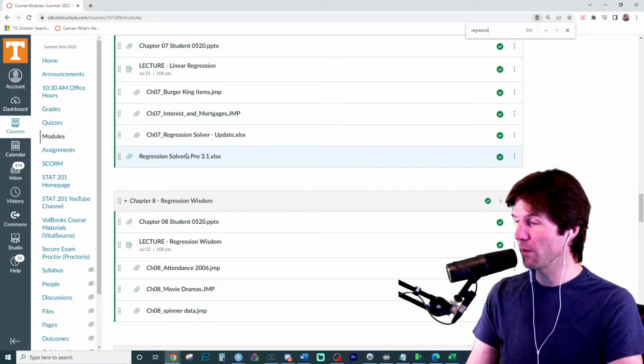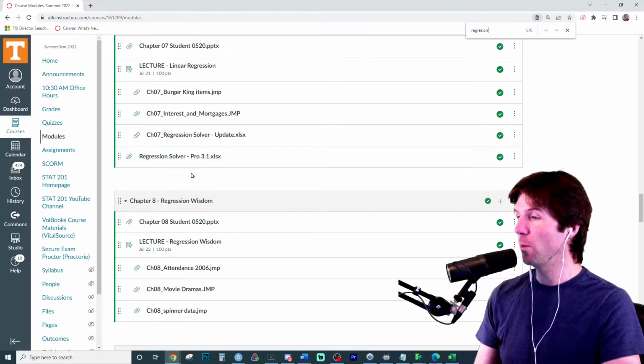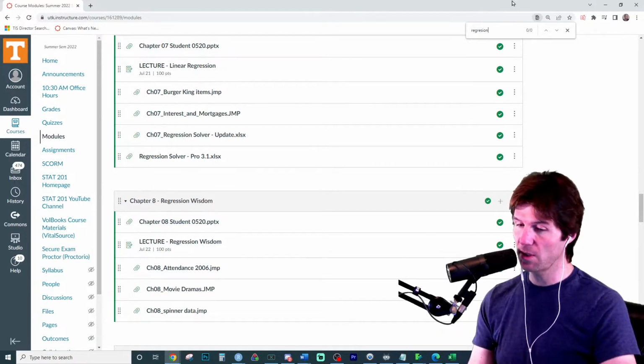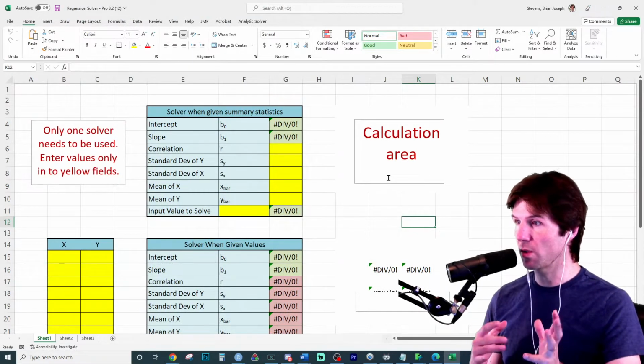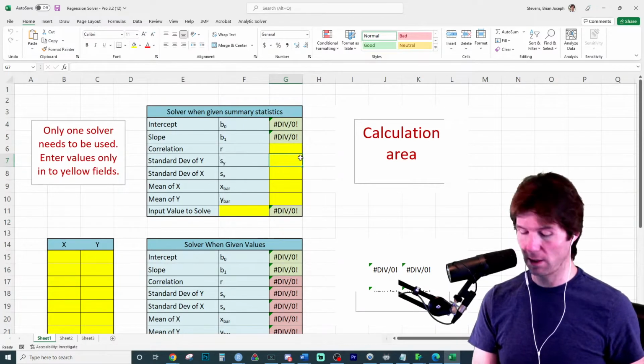I need to upload the 3.2 version. It's just a little thing I've made in Excel to help you solve them without having to do them by hand. They can also be done in JMP, but sometimes it gives you the summary statistics. So if you're doing one of those SAT problems where it says like the standard deviation of verbal is 58.